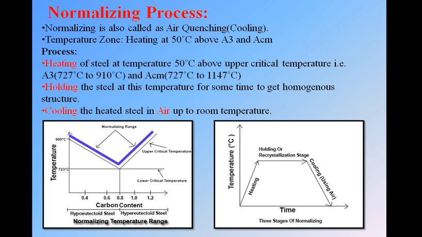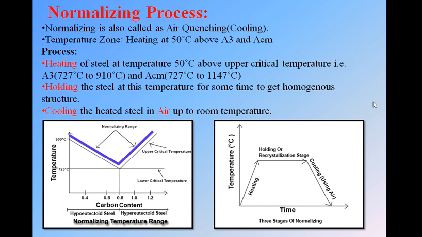because we are doing the holding process at a higher temperature, so that the material must have the same temperature at every point. Next, holding the steel at this temperature for some time to get a homogeneous, uniform structure. Next, cooling the heated steel in air up to room temperature. So this will be the process, that is cooling using air. We can cool our heated steel from above ACM to room temperature, that is 20 to 30 degrees Celsius, and at the end we will get the normalized steel. So this whole process is called the normalizing process.